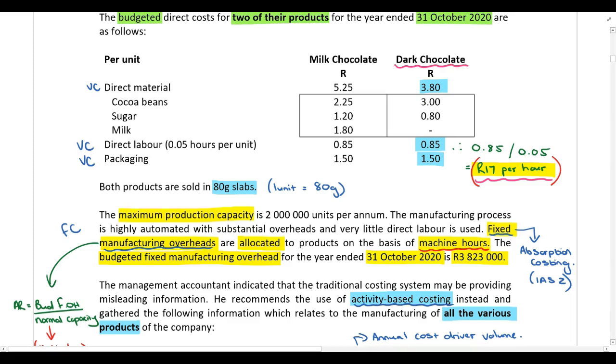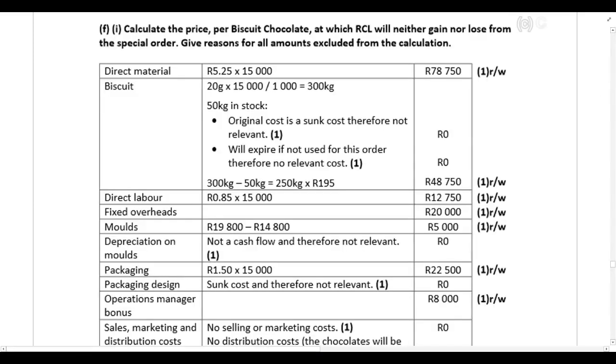So first we have direct material. Now obviously the direct material cost is going to be relevant. If we apply the definition of a relevant cost, it's a future cash flow that is going to arise as a direct consequence of this order. Obviously, if they don't have to manufacture these units or the 15,000 biscuit chocolates, then they won't incur this cost. So the direct material cost is definitely going to be relevant. So the cost is R5.25 per unit. So in order to calculate the minimum or the relevant cost, it's going to be R5.25 per unit multiplied by 15,000 units. Okay, so that deals with the direct material.